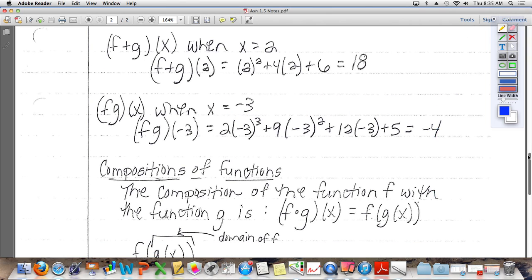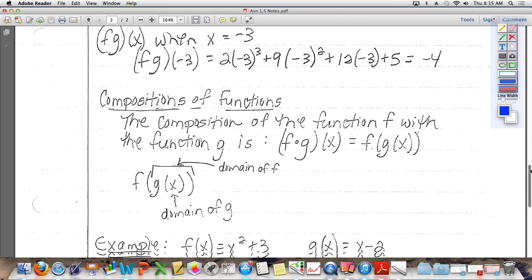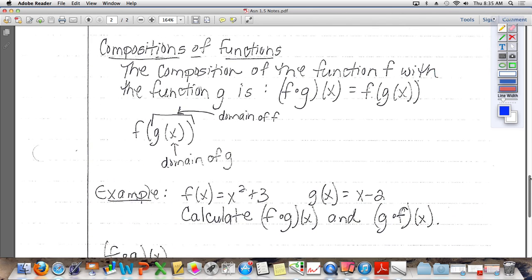Alright, composition of functions. This is that weird notation that we were talking about a few moments ago. The composition of the function f with the function g is f o g. Actually, it looks like an O. This little symbol right here is a composition function. It looks like an O. It looks like it spells fog. It does not. The little O in the middle is much smaller. It's just a very, very small circle of x.